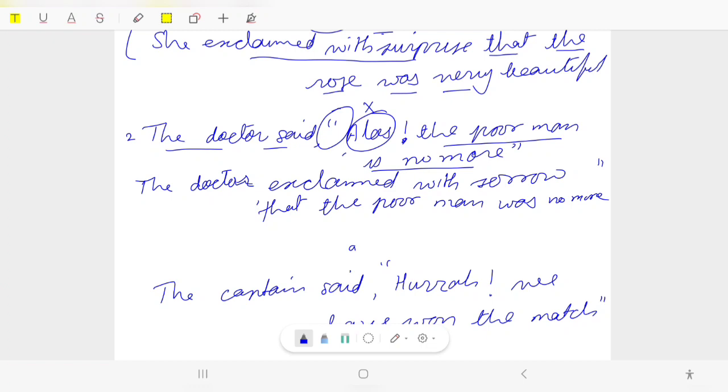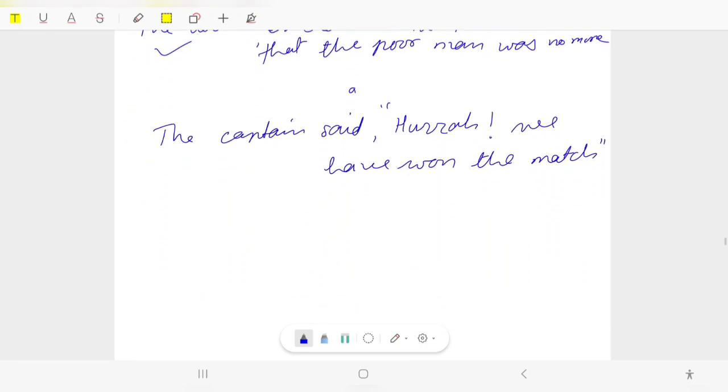Simply remove the word alas, bravo, whatever word is there, and the remaining sentence we have to convert into an assertive sentence and change the tense as we discussed earlier. Like this we change. Have a look at the next example.